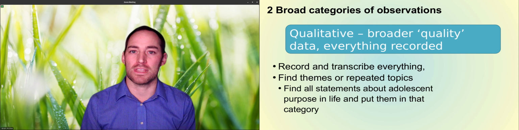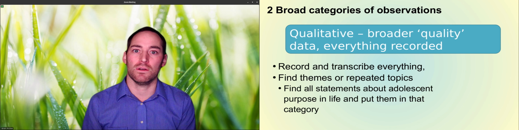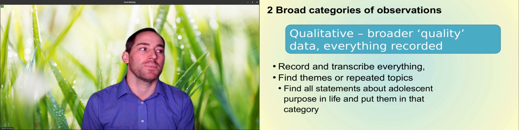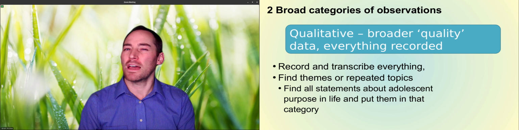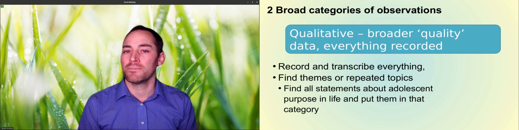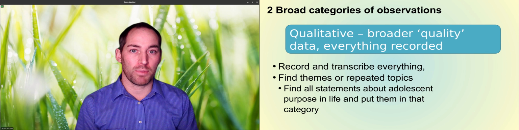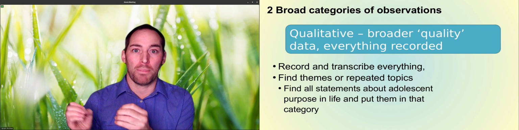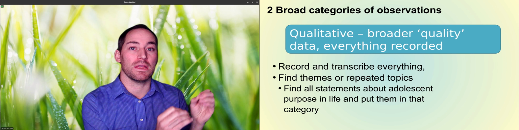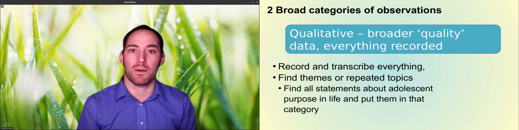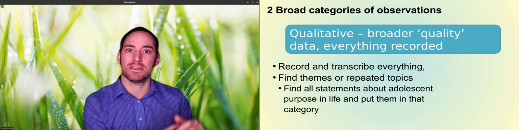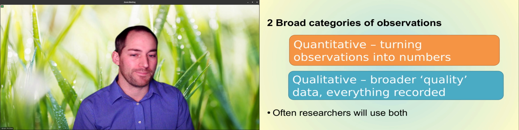What are the things that they do? What things do they like to do? What things do they feel driven to do? What things do they do with family or at school or with friends? Like a whole variety of things. And if an adolescent does have purpose in life, that purposeful thing will appear in many different places. So we find all those statements and we are able to pinpoint, oh, this adolescent has this as their purpose.